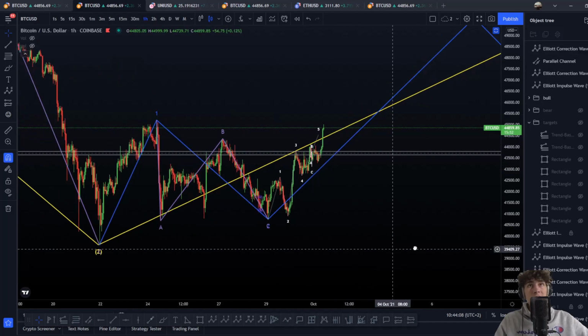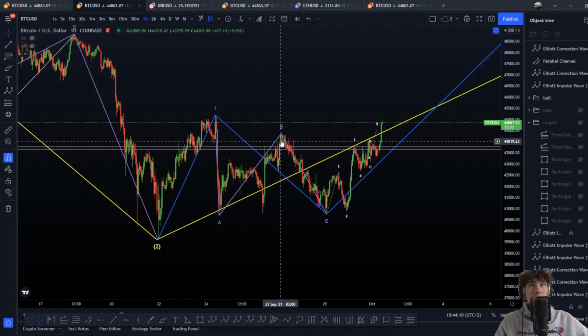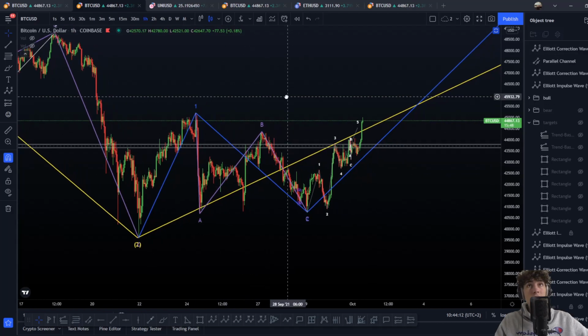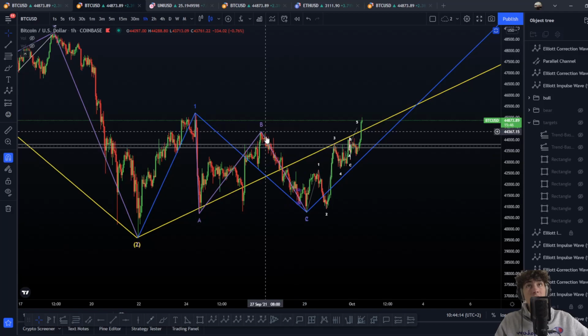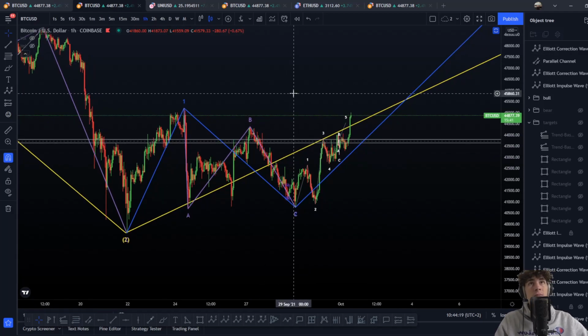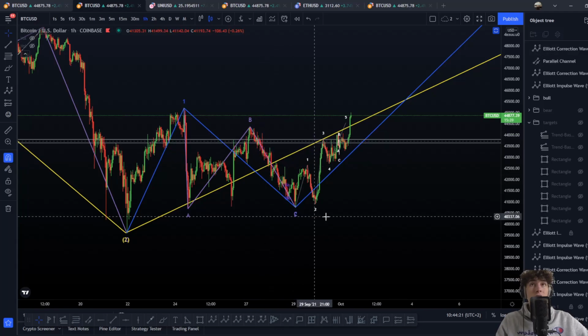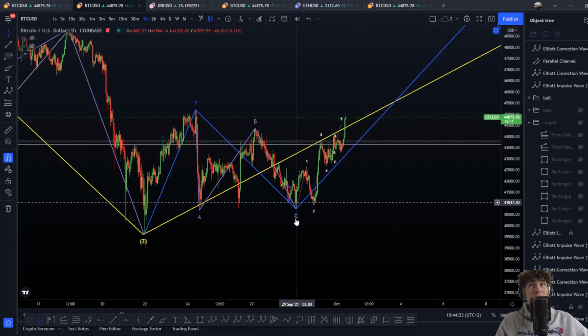A zigzag is 5 waves and a triple correction, as you can see we have done here. Then 5 waves to the downside, which will be, by the way, more an ending than 5 impulsive waves to the downside. We have 5 waves inside normally, so that's why this C wave is possibly finished here.